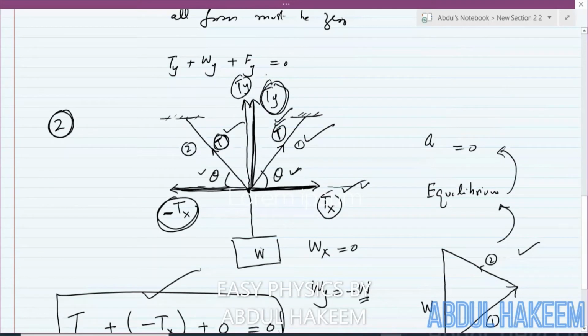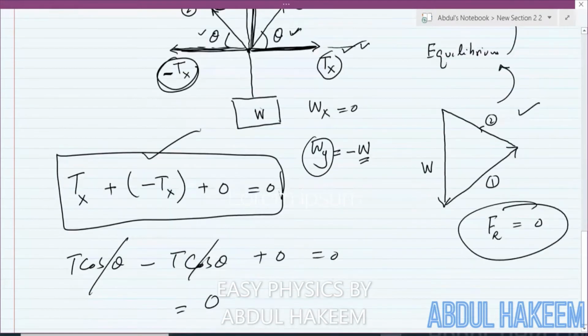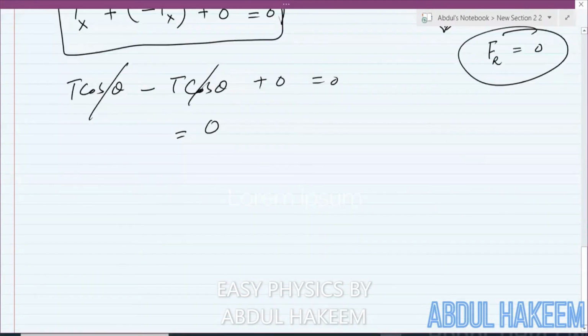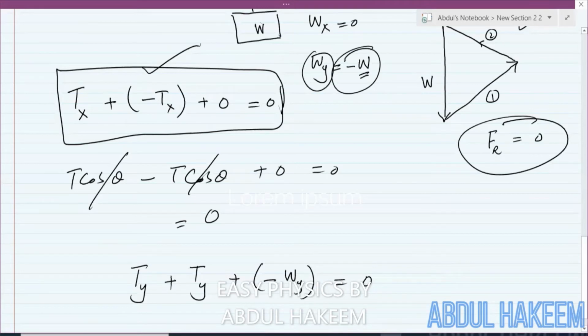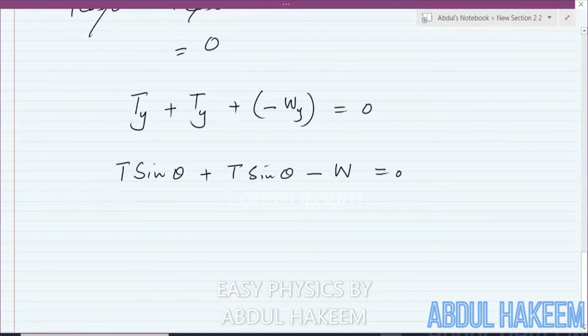Look, Ty upward is positive, Ty upward is positive, but this y component downward is negative. According to the rule, the sum of Ty upward, the second Ty upward, and the third y component Wy, which is minus, must be zero. Now we can write T sine theta plus T sine theta minus Wy, and the Wy is exactly equal to W because it's acting vertically downward.